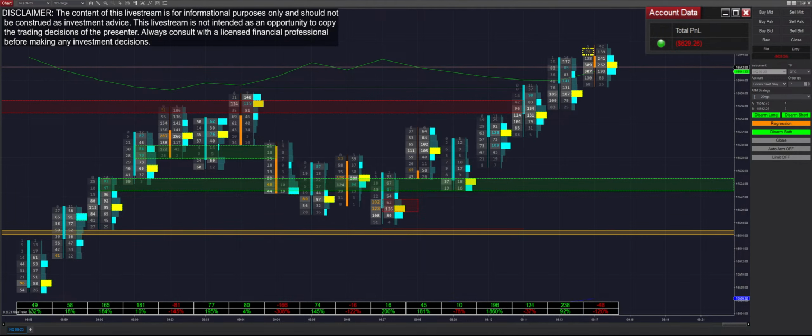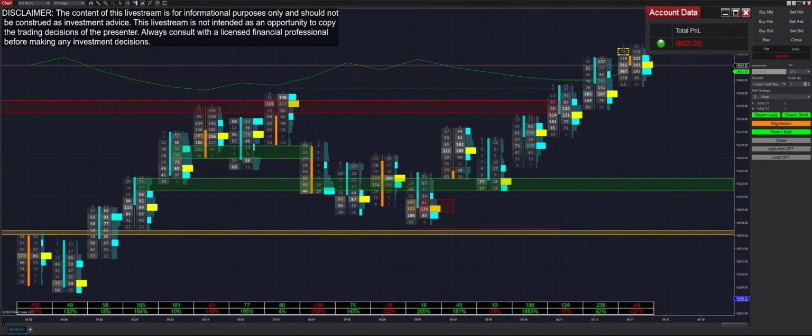Does it work in Top Step? Yes, absolutely, it does work in Top Step. All the prop firms do support this. It is not considered by them a quote-unquote HFT or news strategy. So you are able to use this on Top Step.